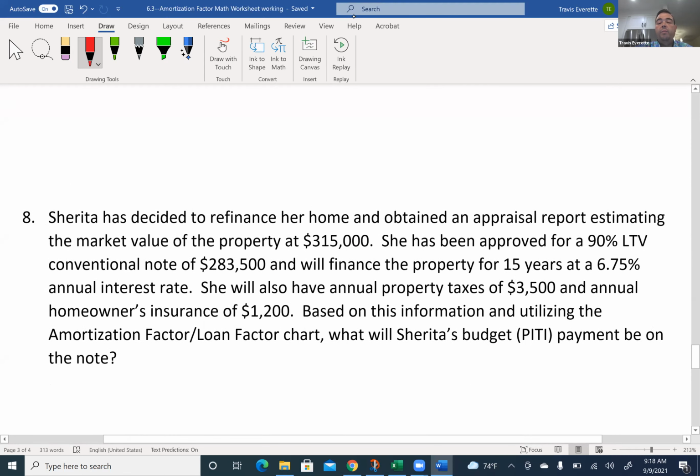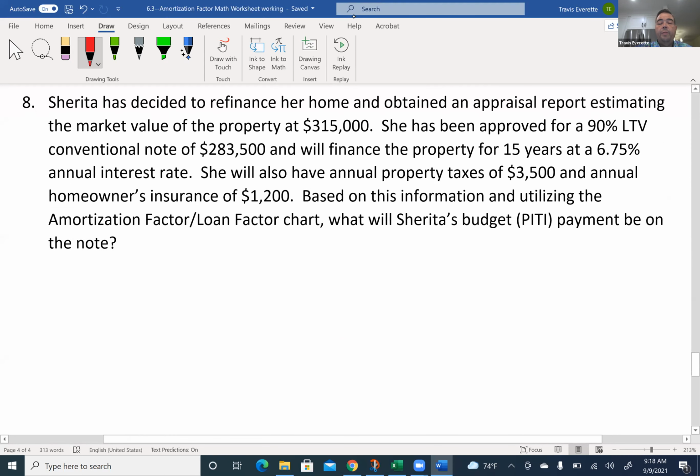All right, and then number 8 here. Long, wordy. Just read it, scan it, find the question. Sharita has decided to refinance her home and obtain an appraisal report estimating the market value of the property at $315,000. She's been approved for a 90% loan-to-value conventional note of $283,500 and will finance the property for 15 years at 6.75% interest. She will also have annual property taxes of $3,500 and annual homeowners insurance of $1,200.